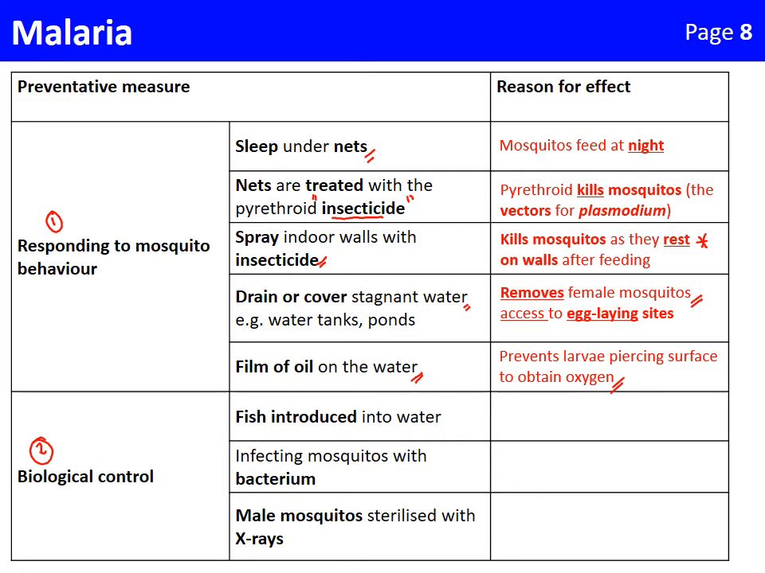Now, biological control then. Why would fish be introduced into stagnant water like lakes or ponds? Well, these fish would actually eat the larvae, because we know the larvae of the adult female are aquatic. They obtain the oxygen from the water, and the fish would actually use them as a food source. So if there's less larvae, we know there's less mosquitoes going to be formed.